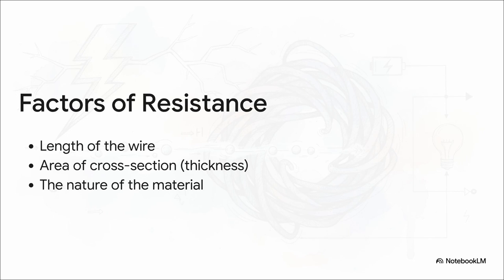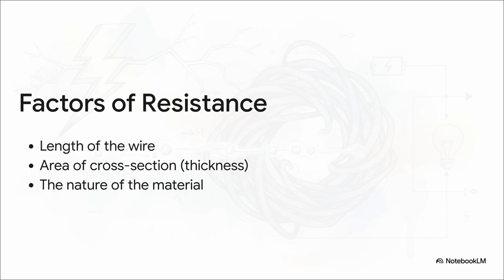So what makes something have high or low resistance? Well, the source points out 3 main things. First, how long the wire is. A longer wire has more resistance, just like a super long hose has more friction than a short one. Second is the thickness. A thicker wire has less resistance. It's like a wider pipe that gives the current more room to flow.